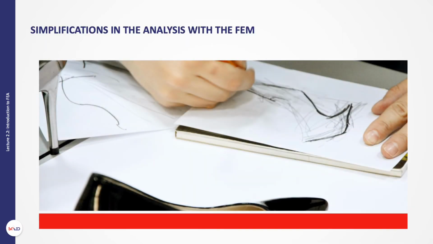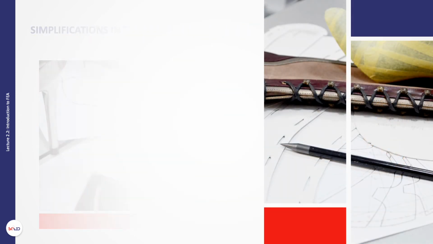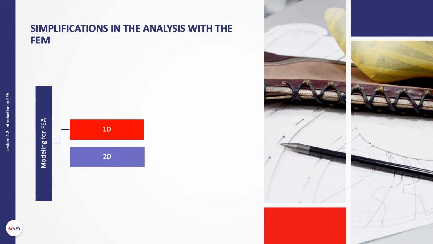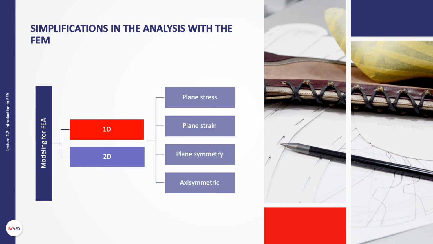Simplifications in the analysis with the FEM. Before we proceed to the construction of the geometry of a body, it is useful to check if it is possible to simplify the problem and therefore to minimize the computation time of the corresponding analysis. In many cases, it is possible to model a problem in 2 or even in 1 dimensions. Depending on the problem, we can have plane stress, plane strain, plane symmetry and axisymmetric models.